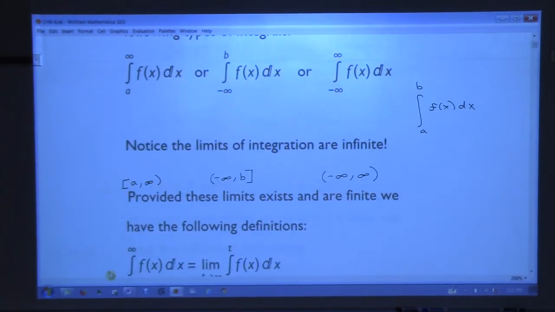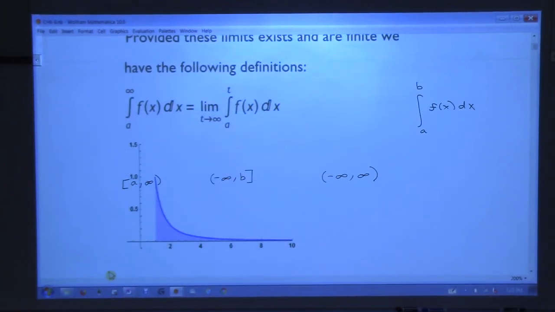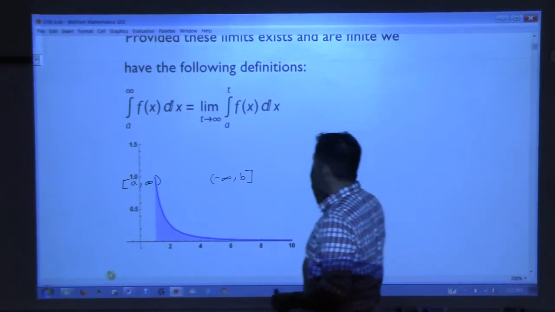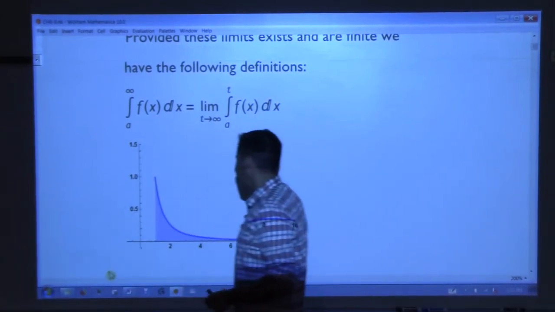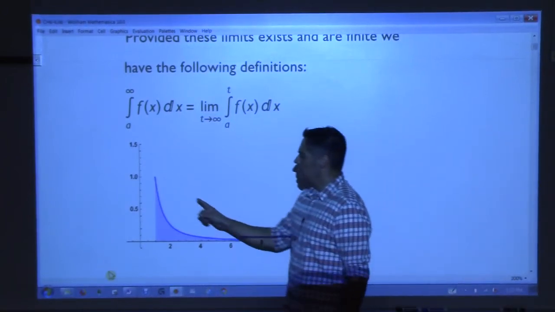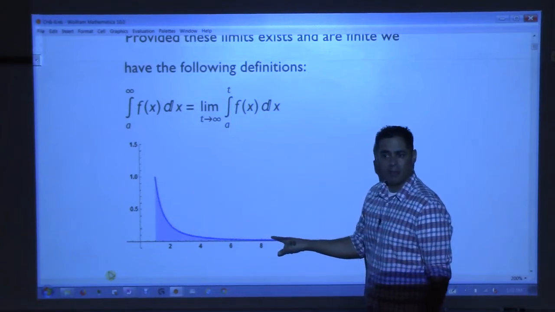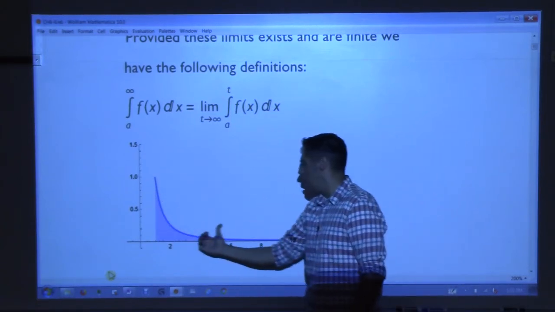All right, so how are we going to do these? I have some visual aids here to help us understand what's going on. Here's an example of a function in blue. Now notice that this function is asymptotic, right? It's approaching 0, isn't it? That function is approaching 0 as you move to the right.